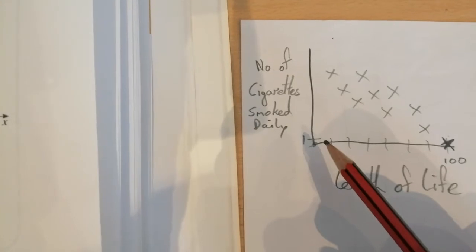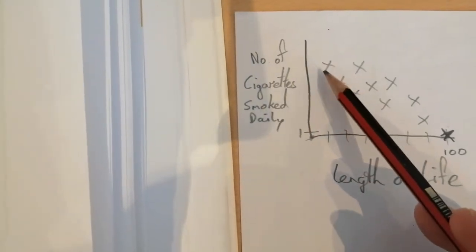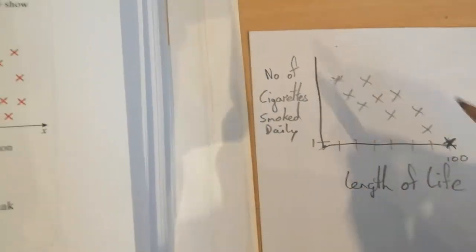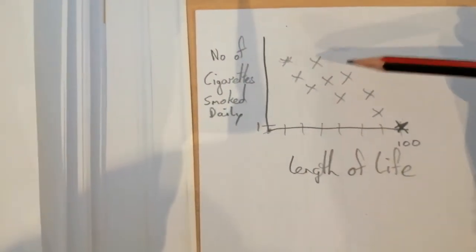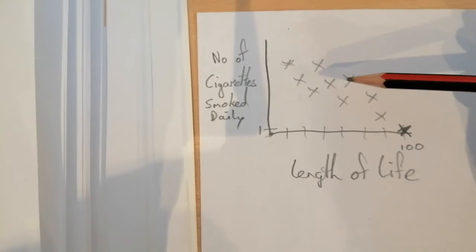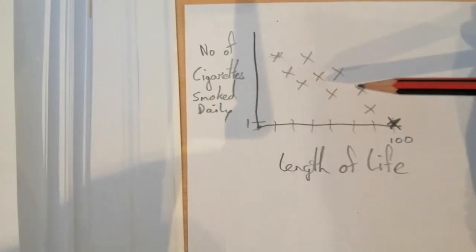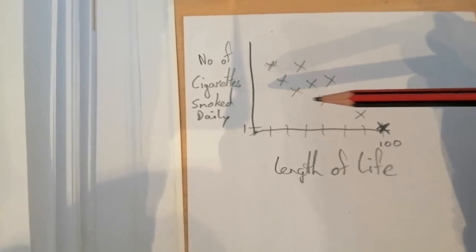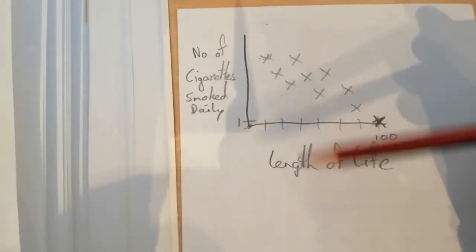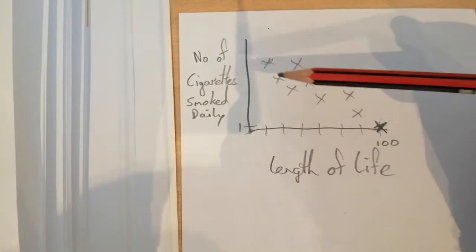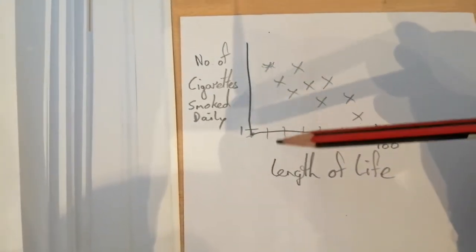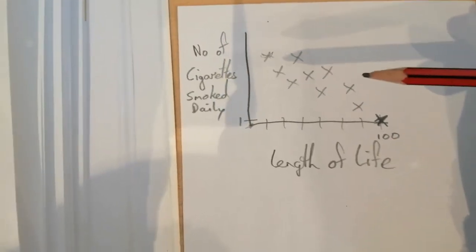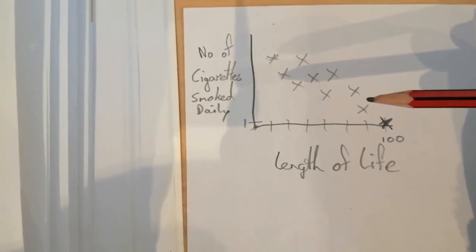And somebody who was smoking an awful lot of cigarettes would probably live a much shorter life. And so we see in this case, we call that a negative correlation. A negative correlation is when the bigger one piece of data is, the smaller the other piece of data is. So the bigger the number of cigarettes, the smaller the length of life. Or the bigger the length of life, the smaller the number of cigarettes smoked.